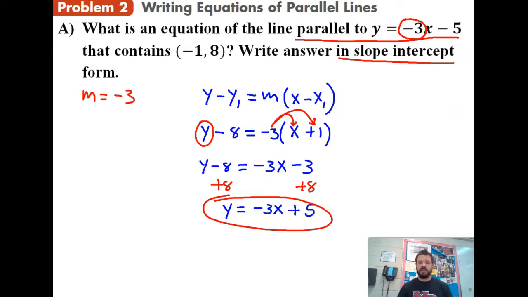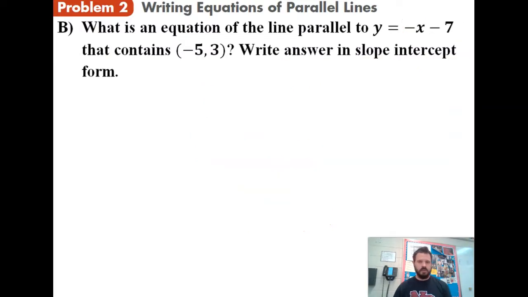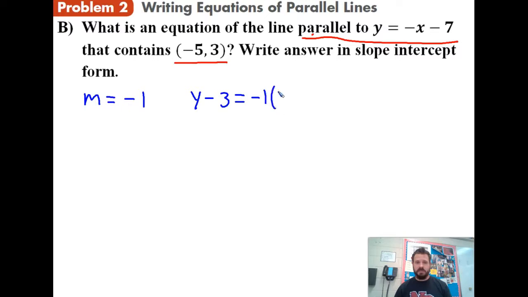All right, problem B is the same idea. Why don't you take a minute, pause the video, work through problem B, and then hit play to check your answer. All right, so part B, equation of a line parallel to y equals negative x minus 7 that contains this point. Well, that means that our slope is going to be the same slope as the line we're given. With the negative x we just say a negative 1. As far as our point-slope form, we'll say y minus y1, which would be a 3, is equal to the negative 1 times x minus the x coordinate, so x plus 5.